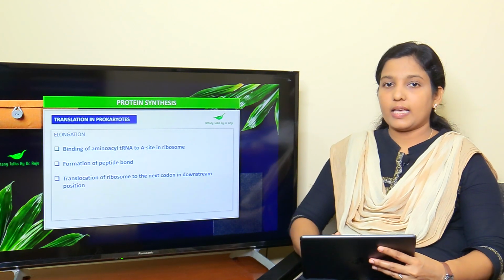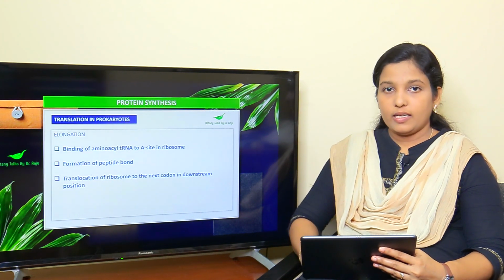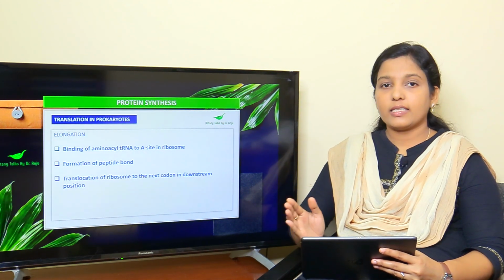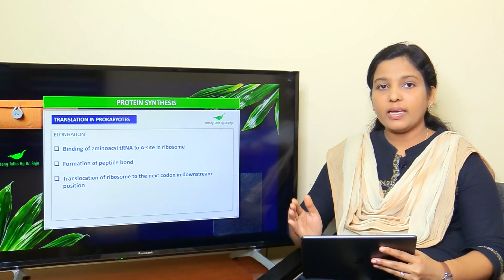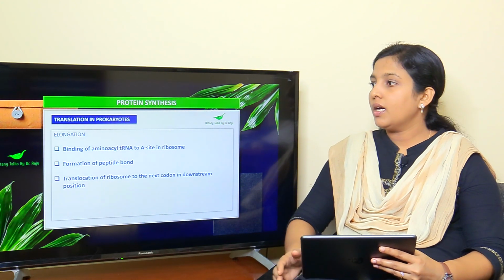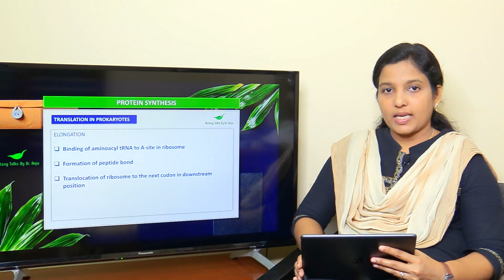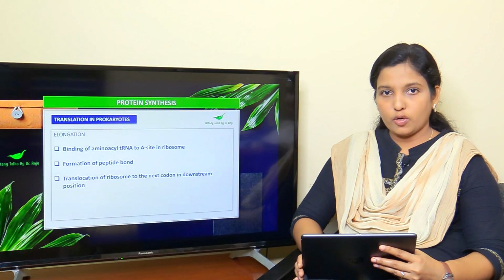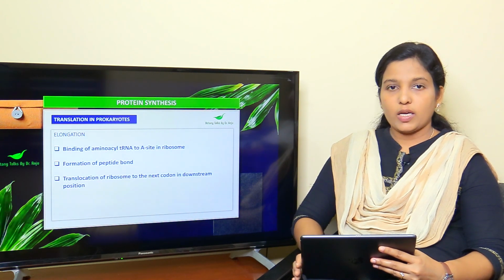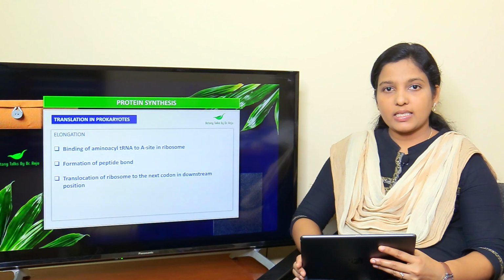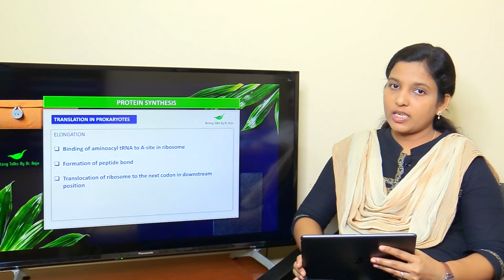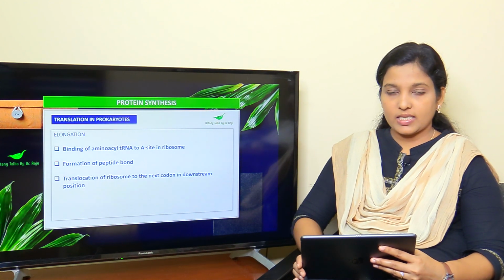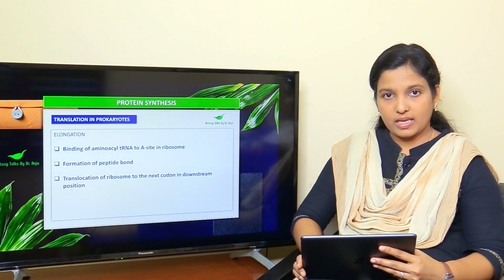The second process is elongation. In elongation, the actual synthesis starts and the chain grows by adding amino acids together. In elongation, the first step is binding of a charged tRNA molecule to the A site of the ribosome. We already discussed that the A site is first blocked by the initiation factor IF1. So, the first tRNA, that is fMet-tRNA, binds to the P site.